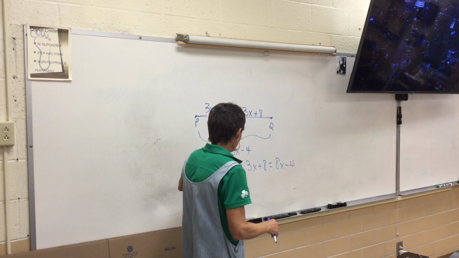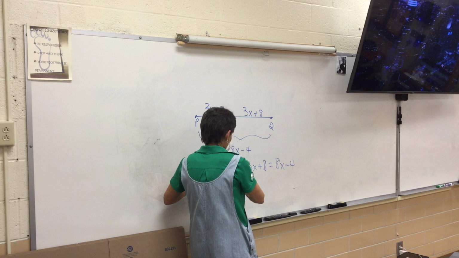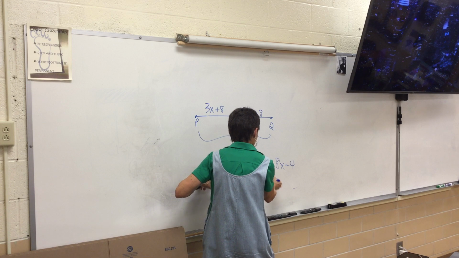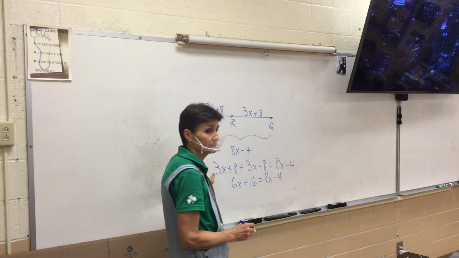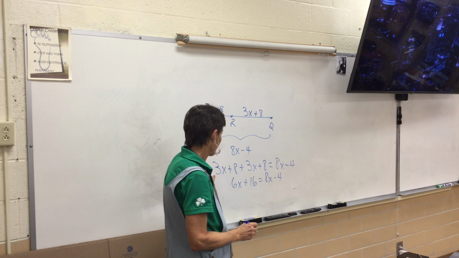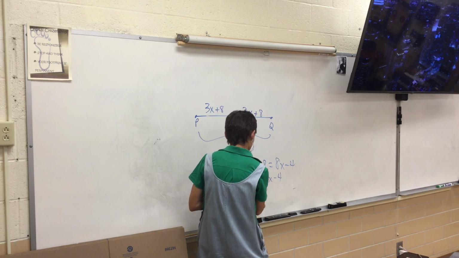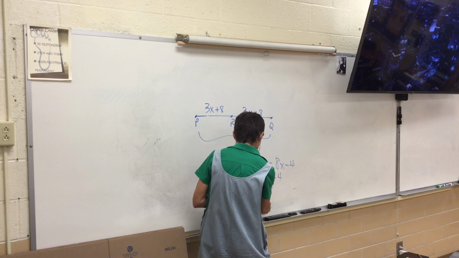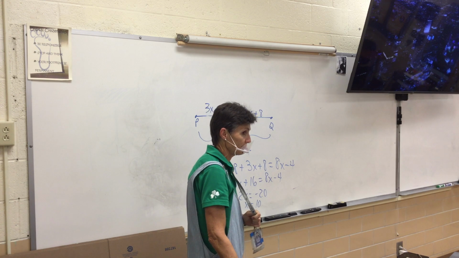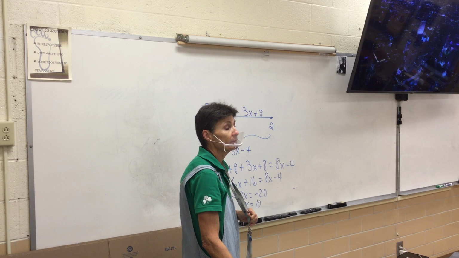All right, let's solve it. What does this side simplify into right here? No, not 9x. 6x plus 16. Right? 6x plus 16. And then I can start moving things around. I got 10. Anybody else get 10? Anybody not get 10? I'll go through it step by step if somebody needs it to see it.